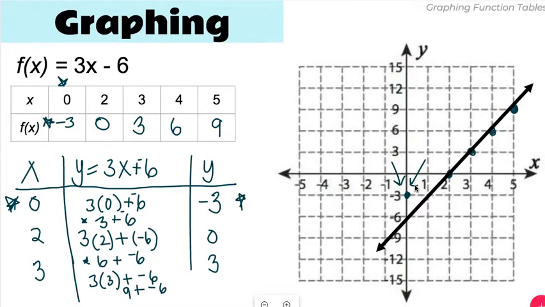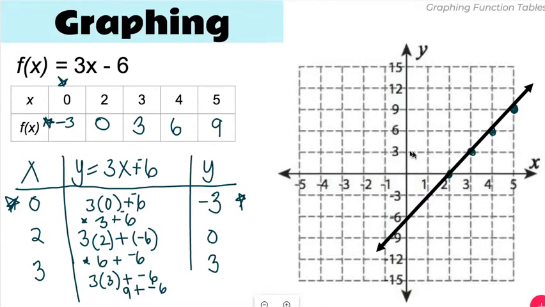So whenever you have a point that's off, doesn't look right, you can't bend the line, you can't twist the line, you can't curve the line. These are straight lines. So that means one of two things. You plotted the point wrong, or your math is wrong. So the first thing to check is, did you plot it correctly? A lot of times that's just the issue. So double check, 0, negative 3. I plotted it right, so that means the math is wrong.